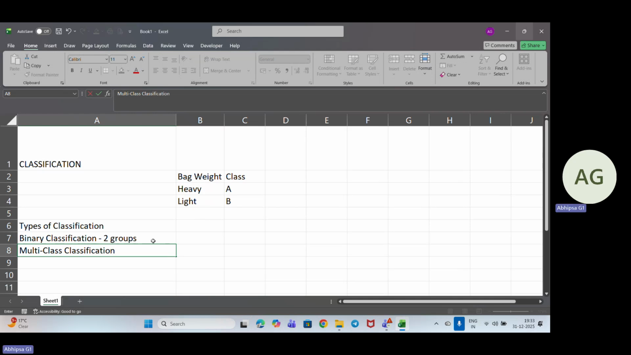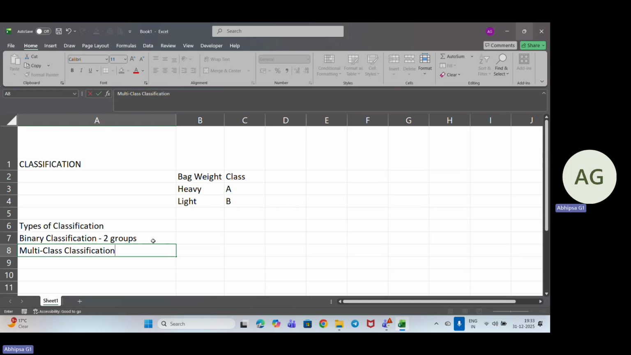We have the multi-class classification, that is, more than two groups. So, for example, the fruits are apple, banana, orange, and the grades are, suppose, A, B, C, D. Traffic lights are red, yellow, green. Also, we have the weather. What is it? It is sunny, rainy, cloudy. So this is a multi-class classification. That is, we are having more than two classes. Okay, so that comes under multi-class classification.